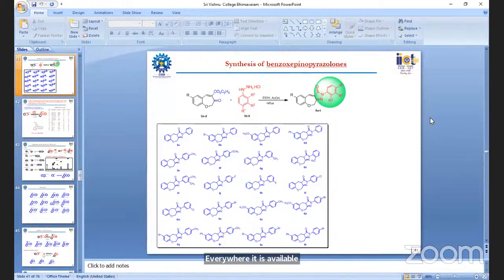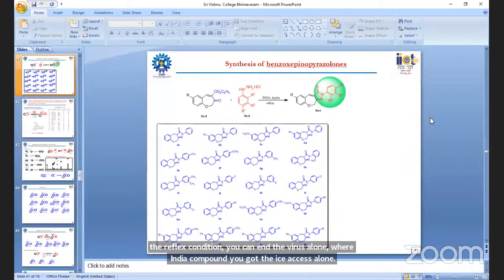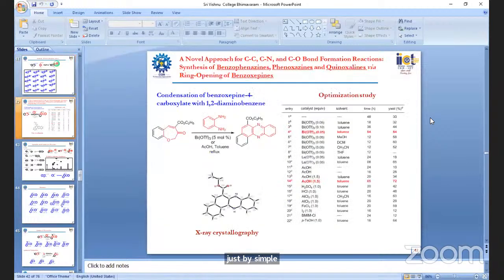You can take the benzoxazine and phenylhydrazine hydrochloride in the presence of ethanol and 1 drop of acetic acid, or 1 ml of acetic acid. Under reflux condition, you can make the pyrazolone. Where earlier you got the isoxazolone, here you can prepare the pyrazolone. So that means a different compound you are making. Isoxazolone as well as the pyrazolone, you can make by simple condensation reaction with hydroxylamine and phenylhydrazine hydrochloride.